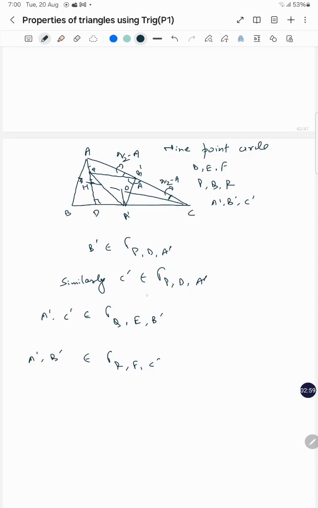So all these circles are actually the same because this is the circumcircle of A prime, B prime, C prime. So we have shown that P, Q, R and D, E, F lie on the circumcircle of A prime, B prime, C prime, and this is the 9-point circle.